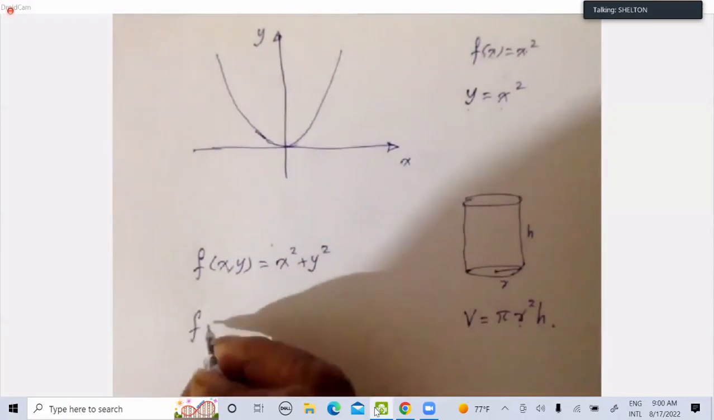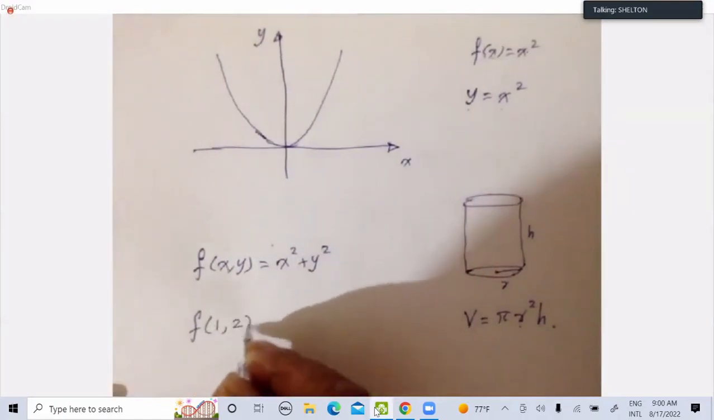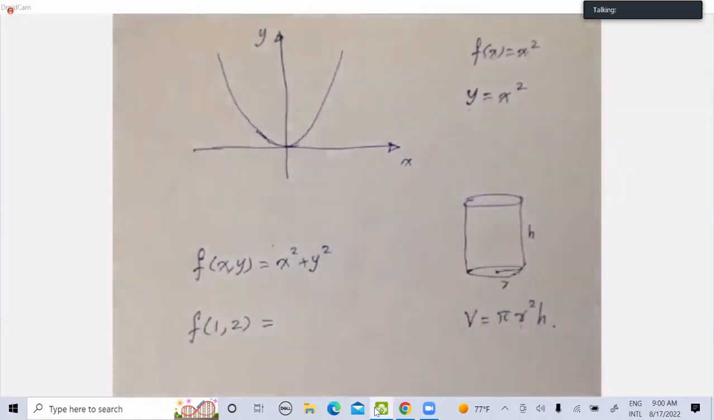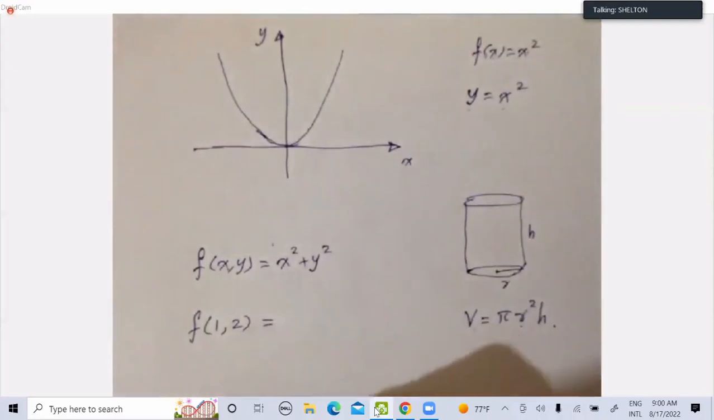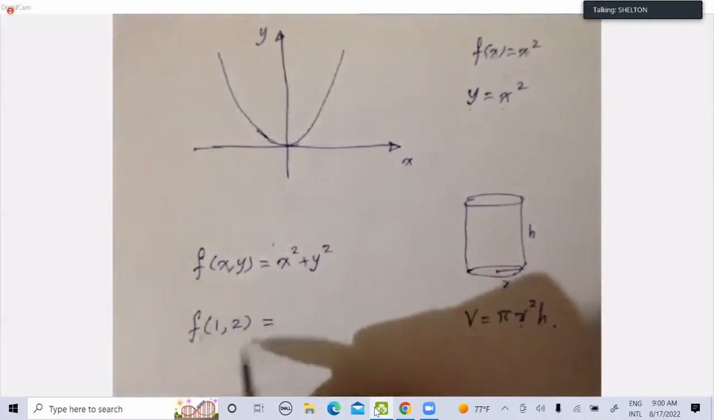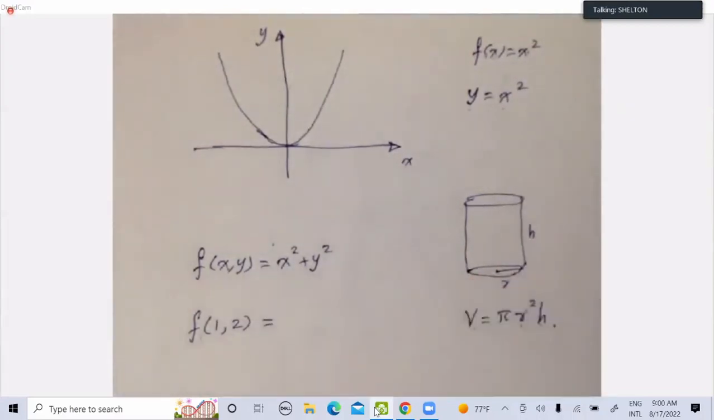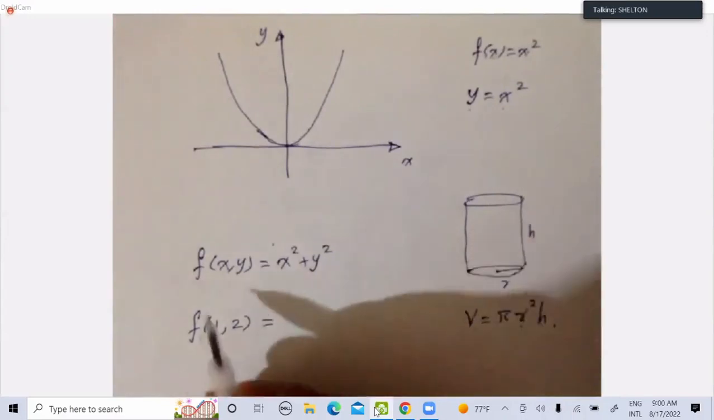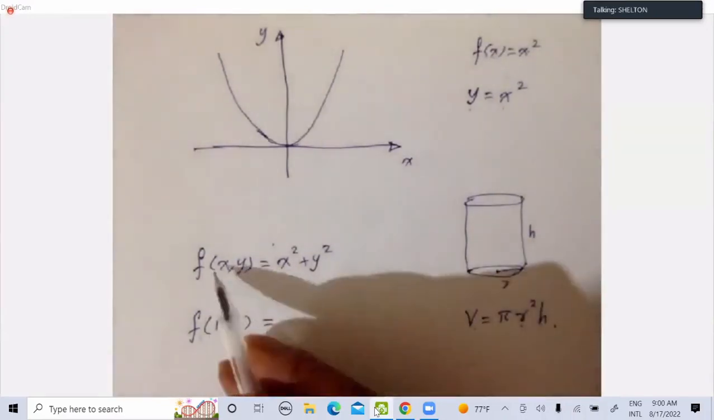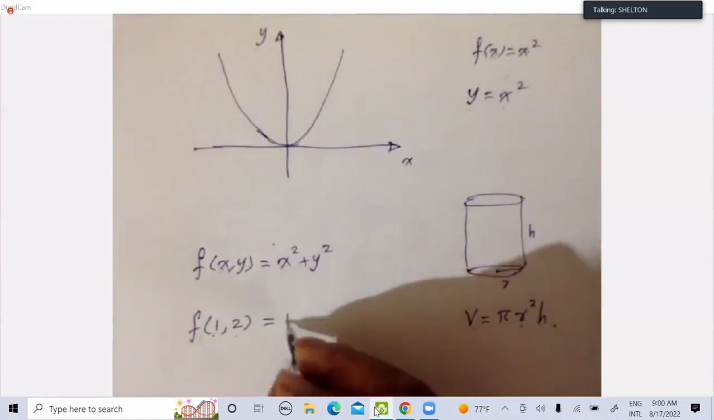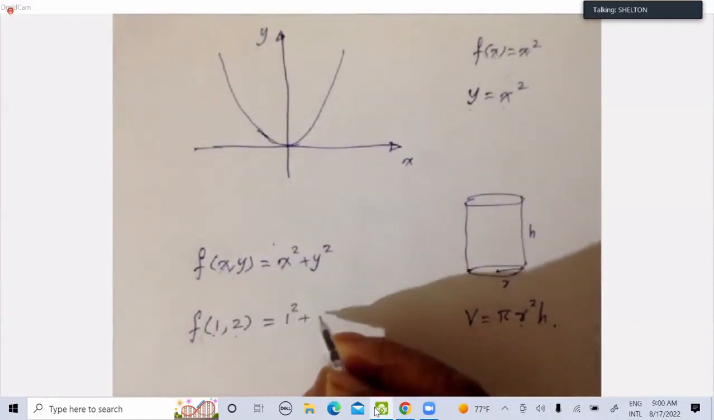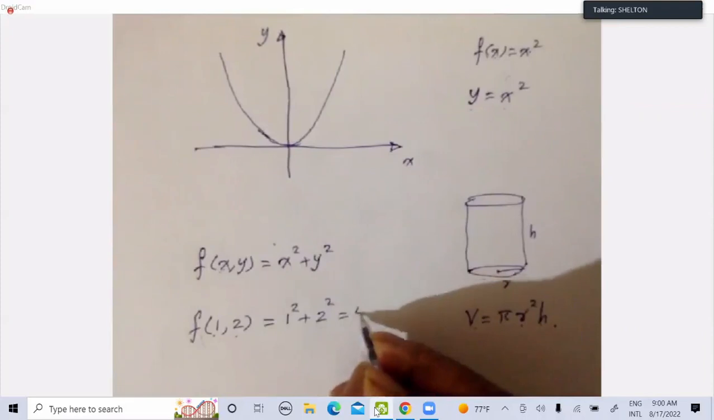Can somebody tell me what f of 1, 2 is? Earlier, just one number, now 1, 2, two numbers. An ordered pair. We don't put another parenthesis. We just write this. So the input for x is 1, the input for y is 2. So 1 squared plus 2 squared, which is equal to 5.